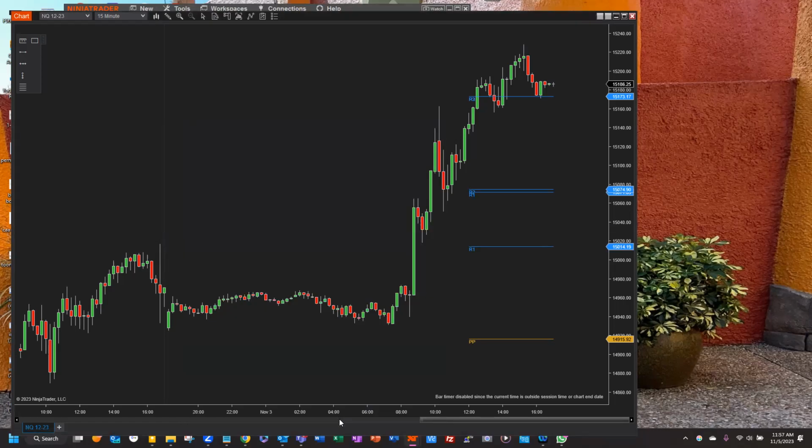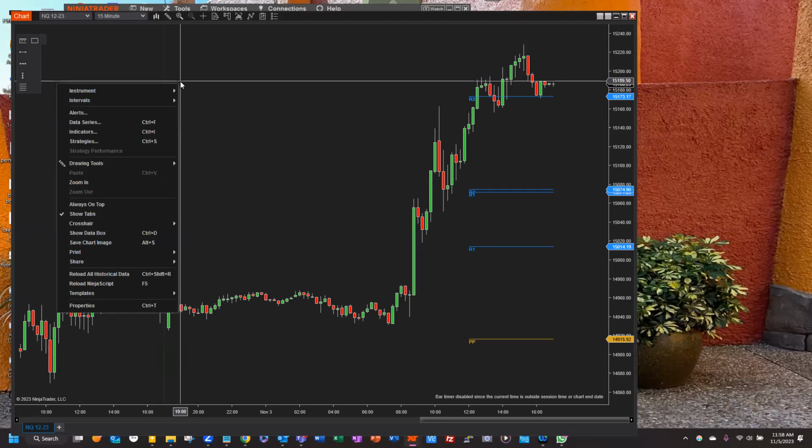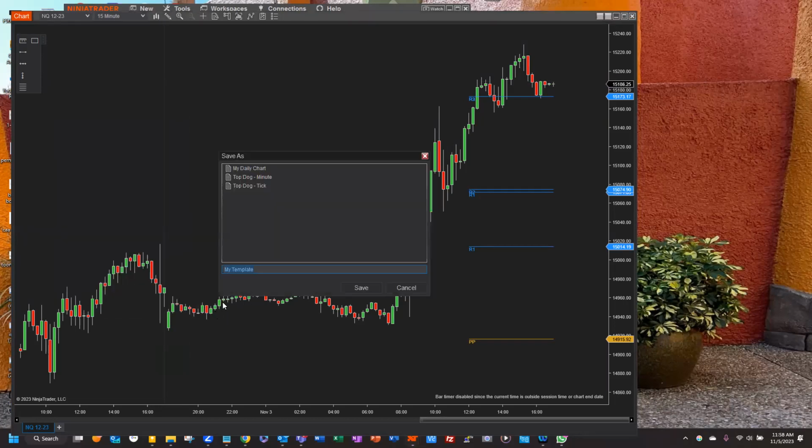Right. I want you to put on the icons up top where it has the arrow. We're going to make that crosshairs, local crosshairs. Here? Yep. Local. Okay, good. So we got that. Now, right click on the chart. Go to templates. I'm going to save a template for this as just a minute chart. Save as minute chart. Not top dog, but just minute chart.